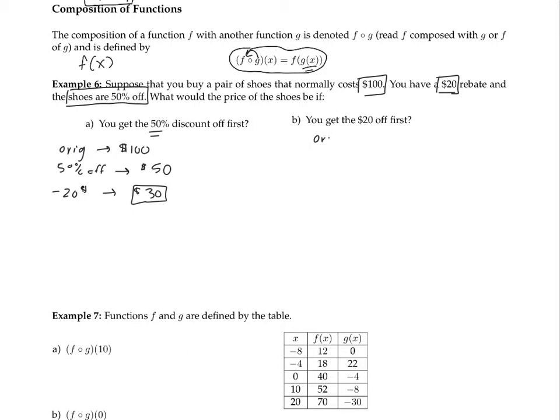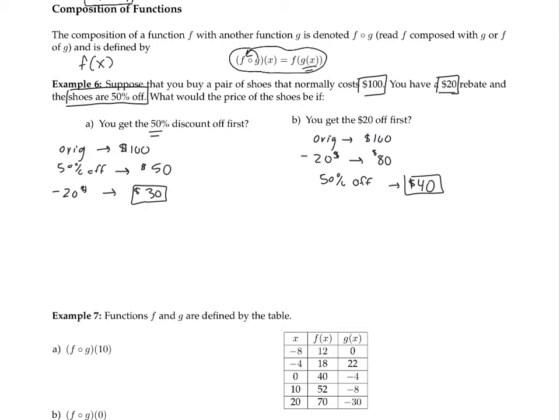So what if you get the $20 off first? The original price is $100, right? Minus your rebate, the cost is now $80. And then your 50% off brings it down to $40. So you see how it matters which discount you do first?